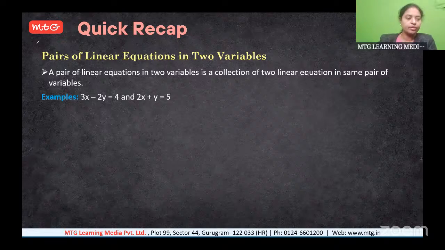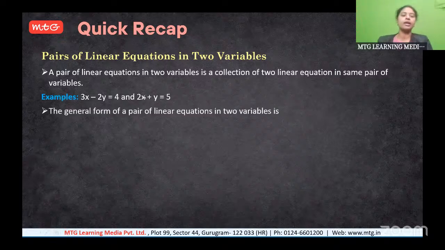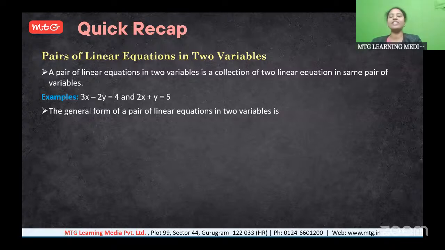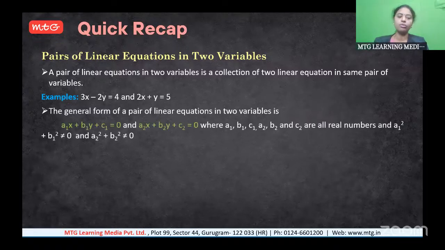So let's go deep into the topic. The general form of a pair of linear equations in two variables. The above one is just an example; you should know the general form. Here you go: A1x plus B1y plus C1 equals 0, and A2x plus B2y plus C2 equals 0. Again, these are two linear equations in the variables x and y, where A1, B1, C1, A2, B2, C2 are all real numbers.